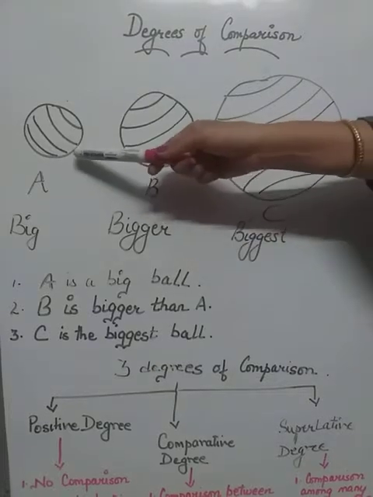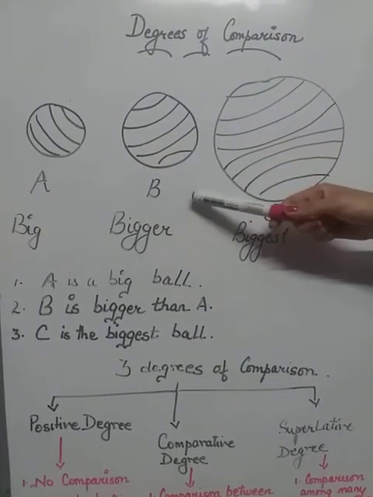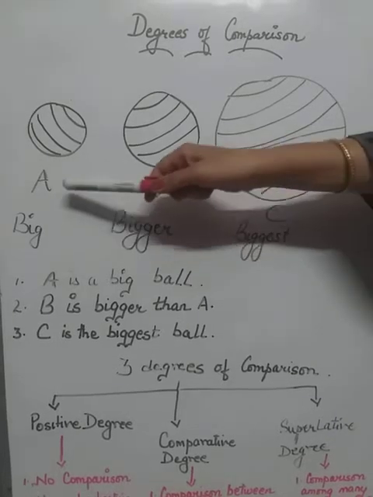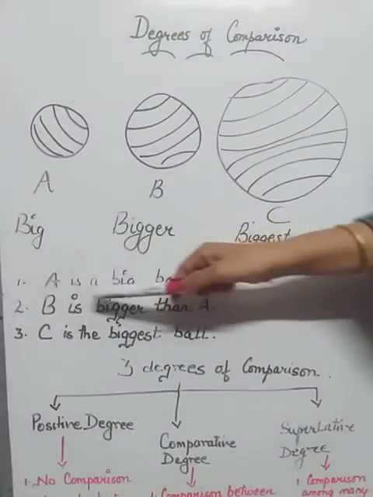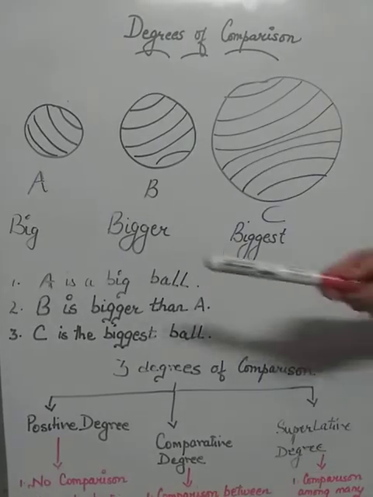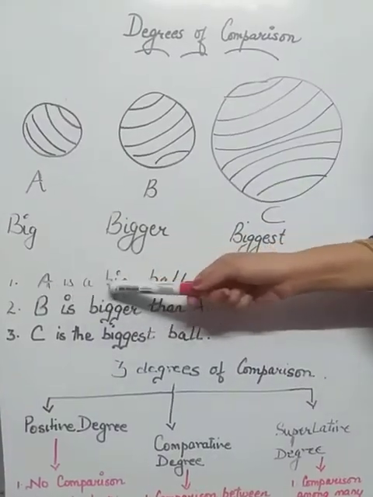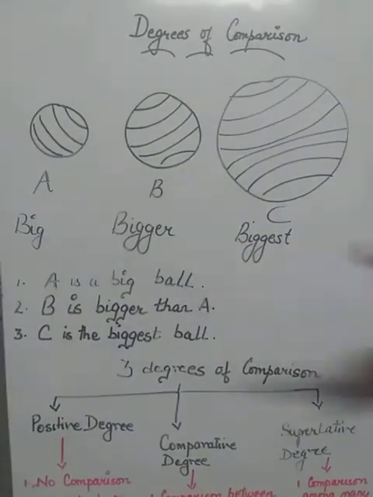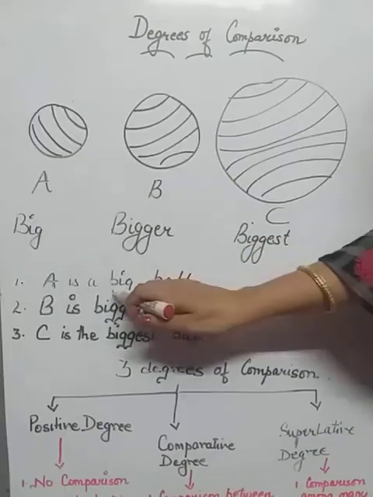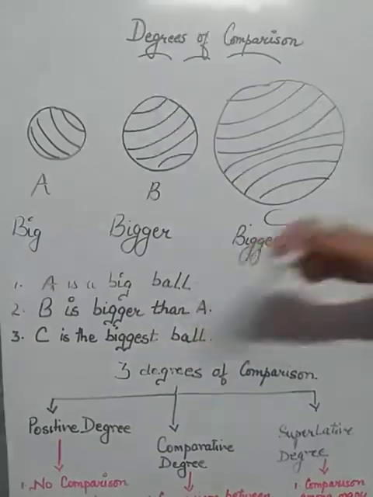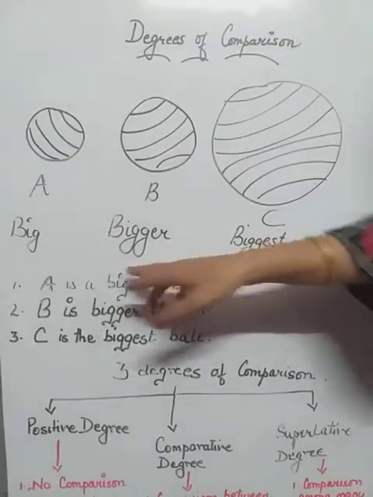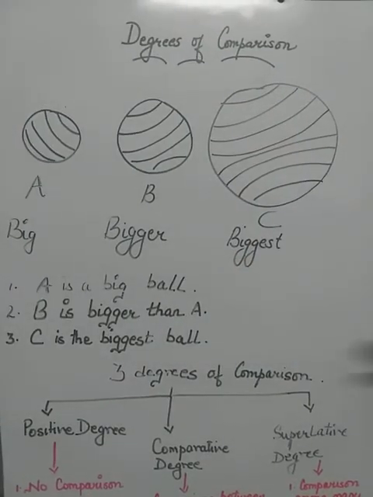Look at these balls: ball A, ball B, and ball C. A is a big ball. Here, the adjective is big. It is describing the word ball. So here we are not comparing the ball.